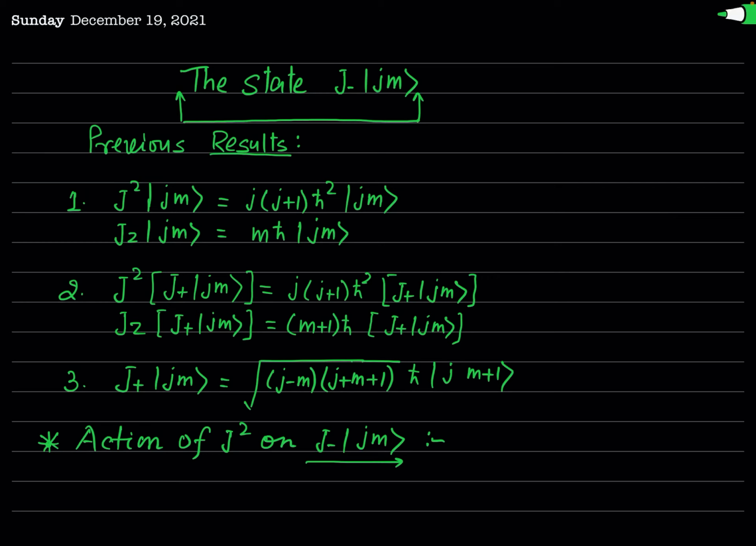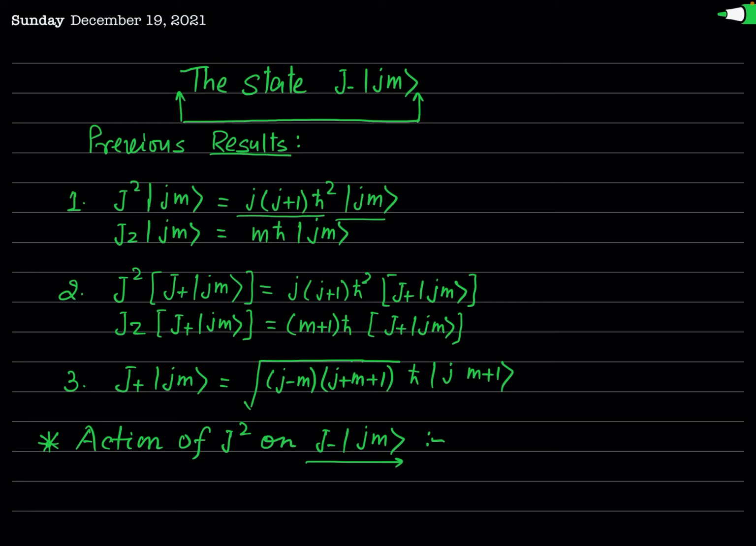You can see, as a first result you have seen earlier, that the operator J² operated on |j,m⟩, where |j,m⟩ is an eigenstate of this operator, is equal to j(j+1)ħ²|j,m⟩. This equation shows that the operator J² has the eigenvalue j(j+1)ħ² when its eigenstate is |j,m⟩.